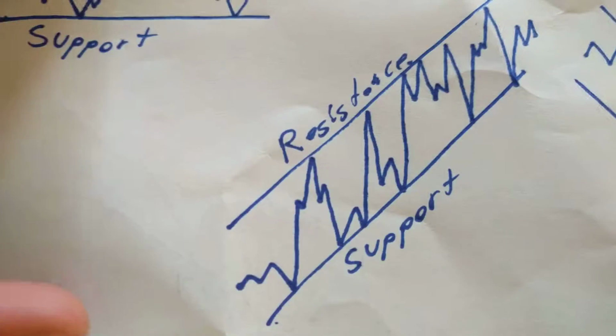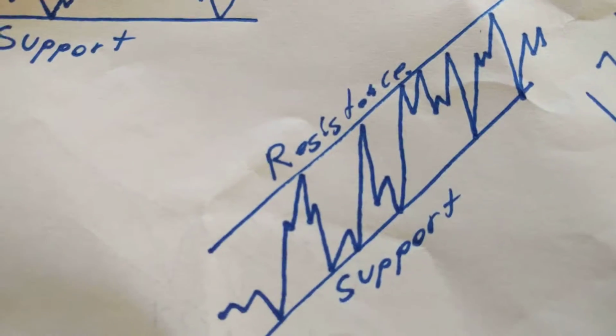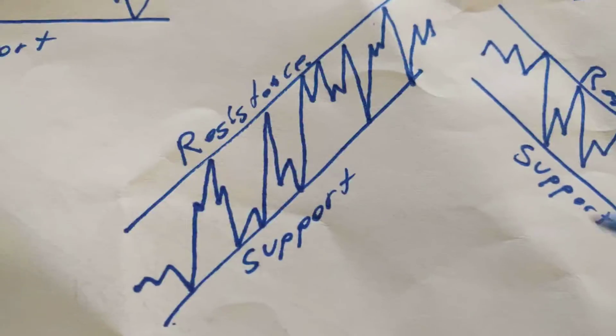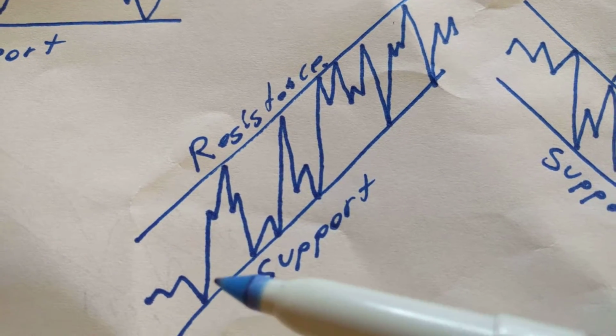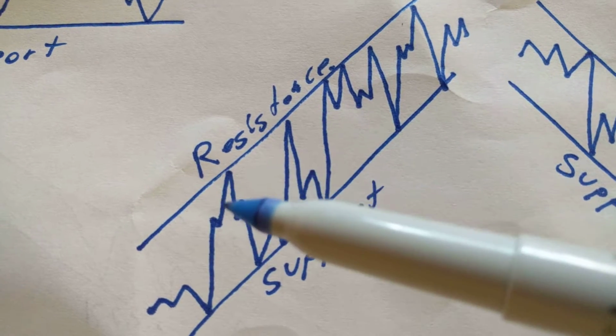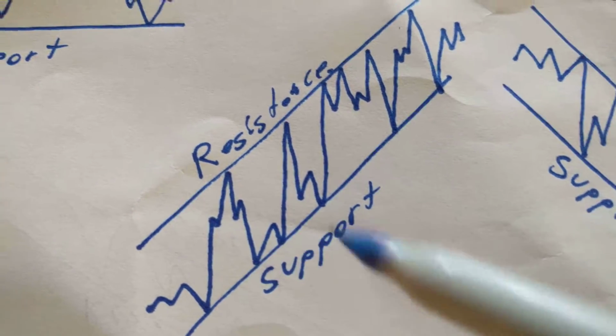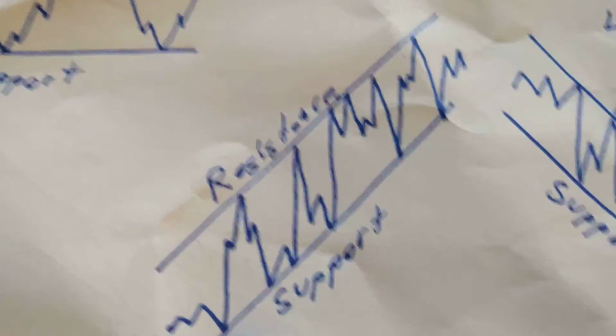Looking at this chart right here, you can see the same thing in the stock going up and down. Just really quickly, you can see it. It's going to climb. It hits the support line. It goes up, hits resistance, and comes back down.